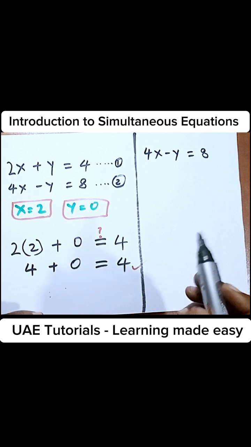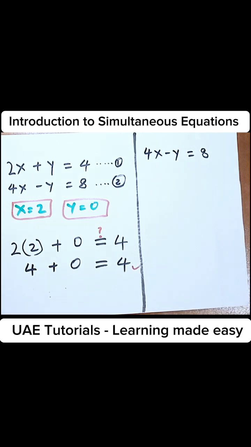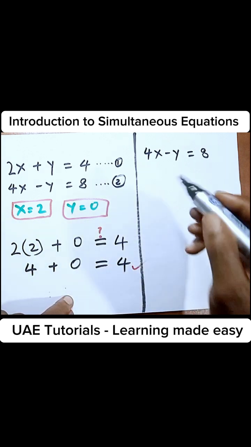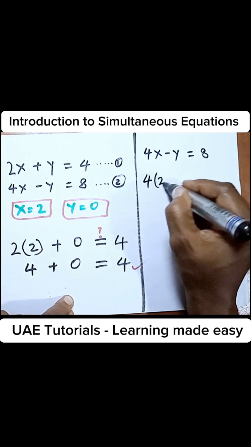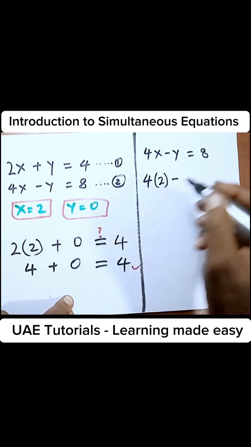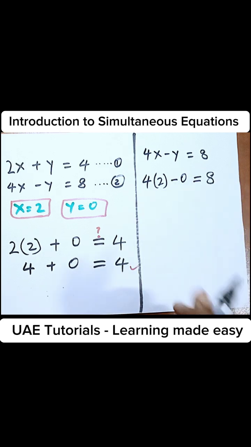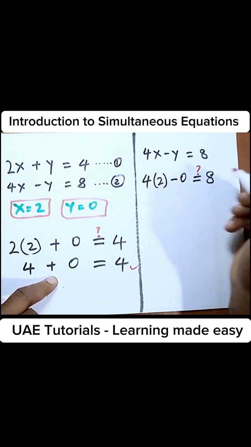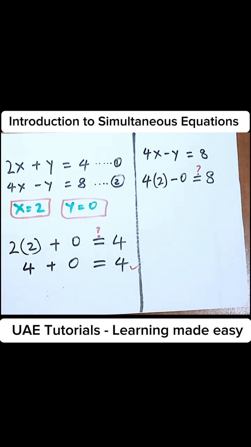All right, our second equation says 4x minus y equals 8. Now we want to do the same thing that we did here. We want to substitute x equals 2 and y equals 0 to see if we will get 8. So wherever we see x, we put 2. So 4 times 2 minus, wherever we see y, we put 0. And then we are asking ourselves, does 4x minus y, or 4 times 2 minus 0, give us 8? So let's go ahead.